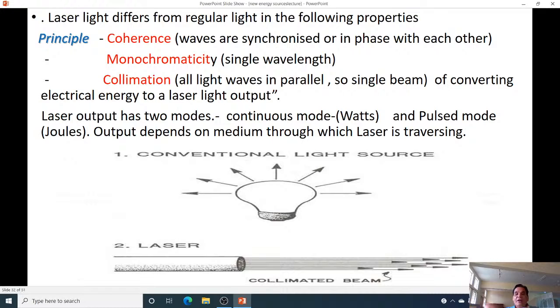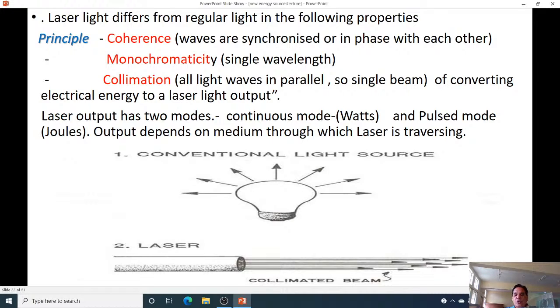And more important, the output depends on the medium through which the laser is traversing, whether it is traversing through blood, water, or through muscles. So again, like electric, continuous and pulse mode. Remember, this is a laser output from an electrical source.